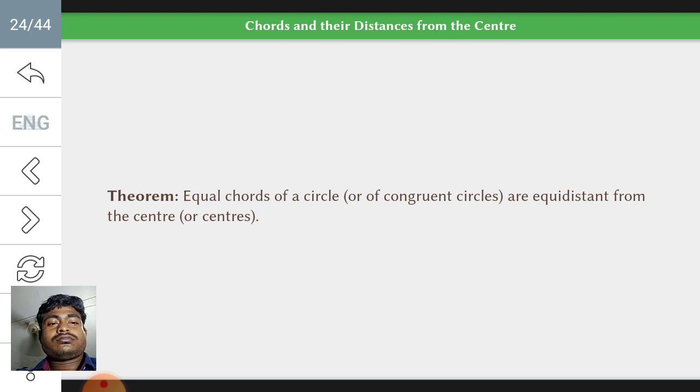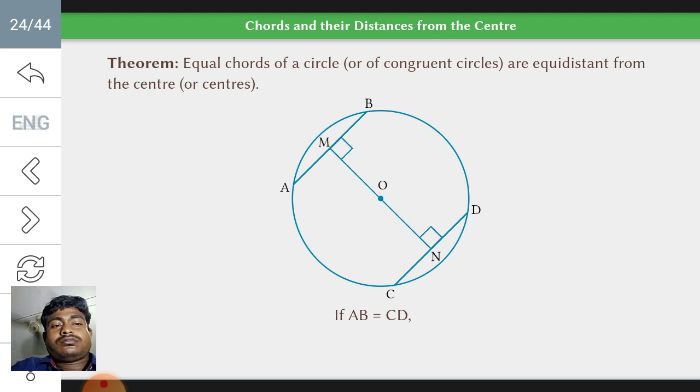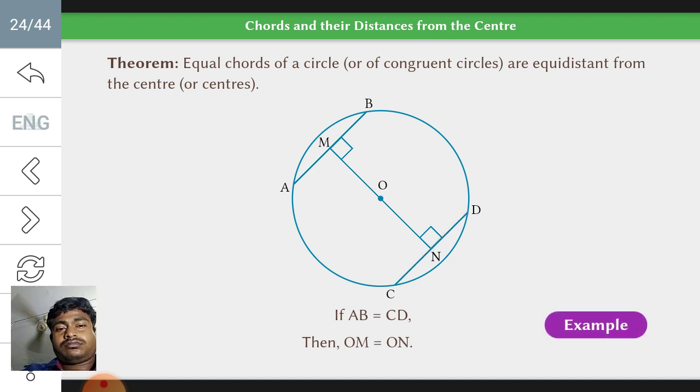Equal chords of a circle or of congruent circles are equidistant from the center or centers. Here, AB and CD are 2 equal chords of a circle. If we construct perpendiculars OM and ON from O on AB and CD respectively, these are the distances of the chords from the center. Thus, the distance OM of chord AB will be equal to the distance ON of chord CD. Tap the button to understand this better with an example.